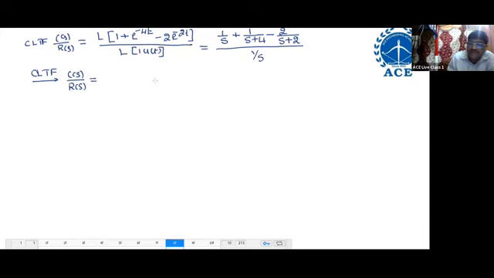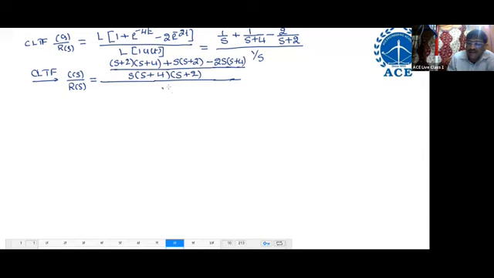Numerator: take the LCM and find it. If you take the LCM, what are you getting? s(s+4)(s+2). What will I get for the numerator term? (s+2)(s+4) + s(s+2) - 2s(s+4), divided by 1/s.